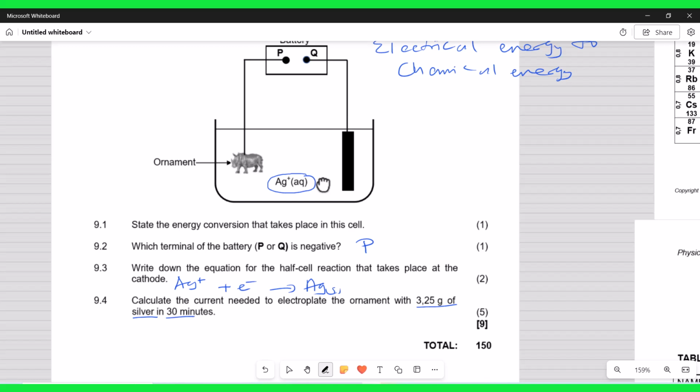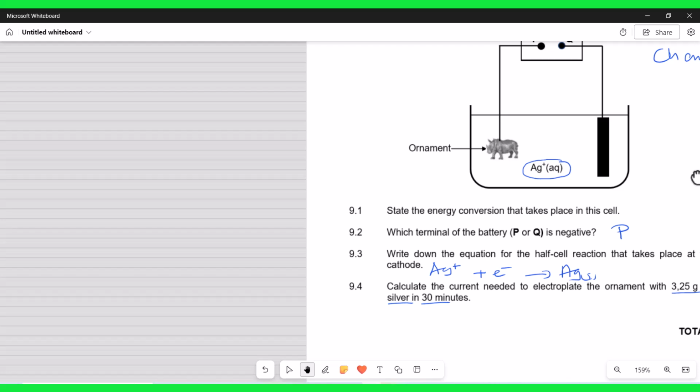How do you find moles of silver? Now the moles of silver, because we have the mass, the number of moles of silver will be given by what? We divide the mass by the molar mass, right? Mass over molar mass. Now they gave us from here, we see it is 3,25.